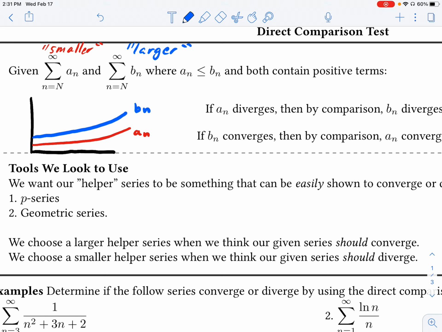Now, what about if we were to flip this around? What if B sub n, let me erase this, what if B sub n, which is again our larger series, converges? Well, what does that then tell you about A sub n? Well, if your larger series is converging, then A sub n also must do the same. A sub n must also converge.